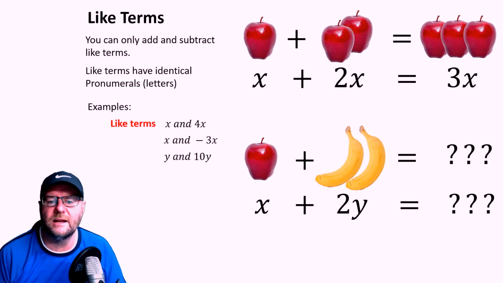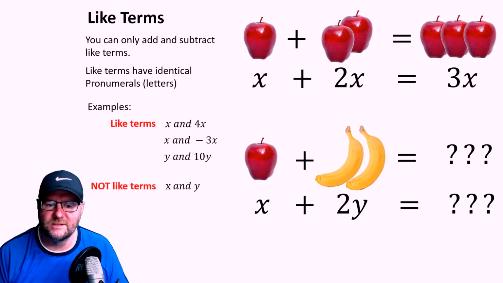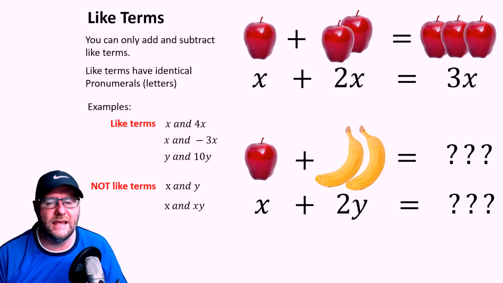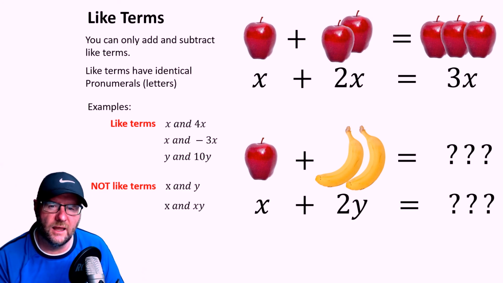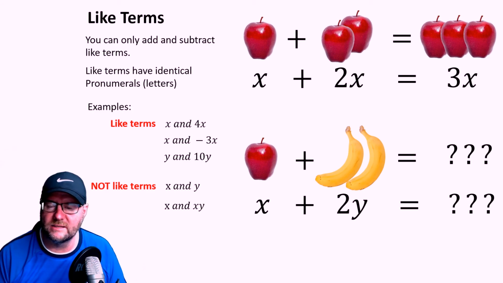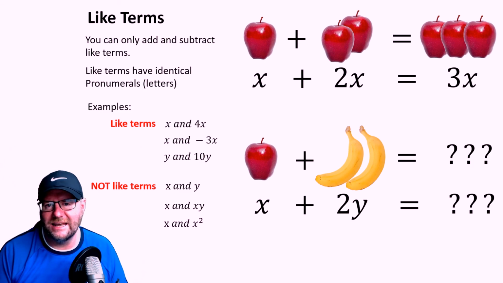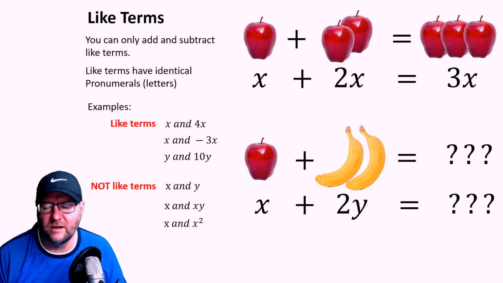But here's some things that are not like terms. X and y, they're not the same letter, so they're different. X and xy. Now, even though there's an x in both, we look at them as a clump. So the term is what we're looking at. So x is one term, xy is another term. That's not the same thing. They're kind of mixed. X and x squared are not like terms.